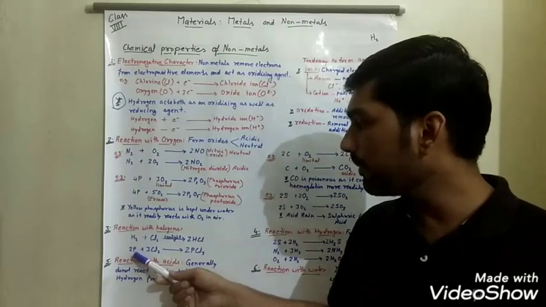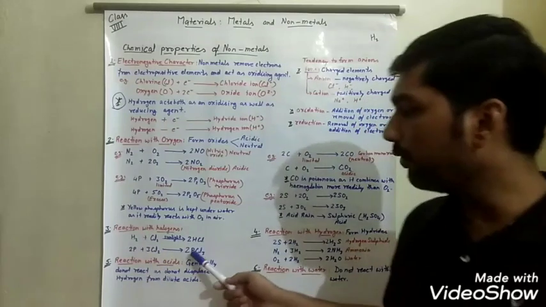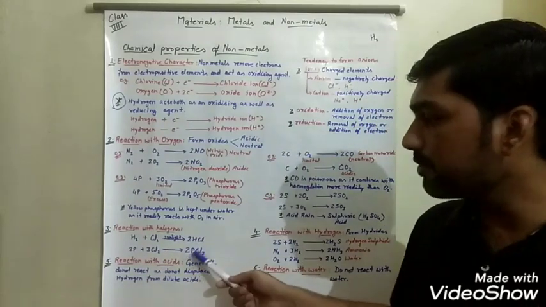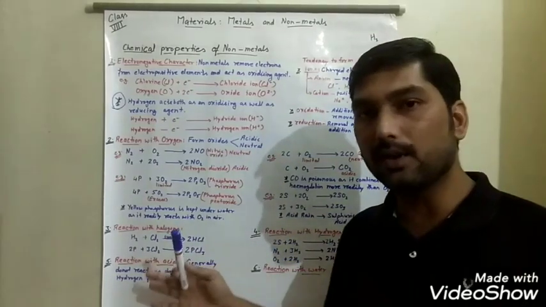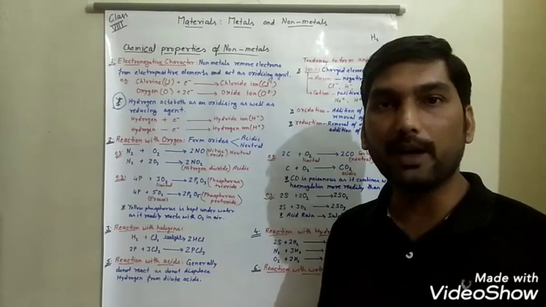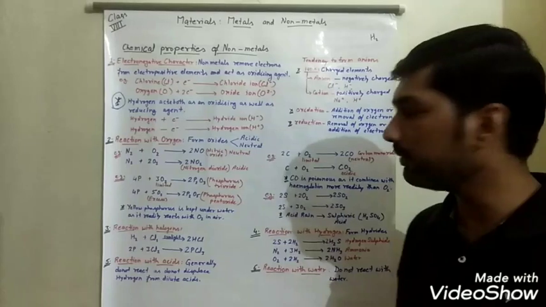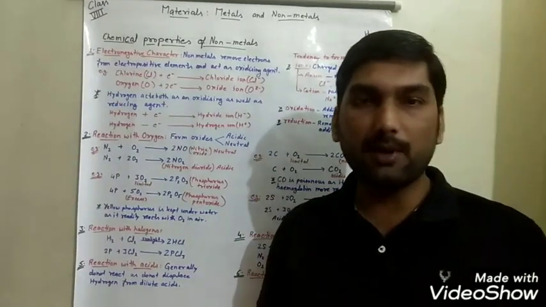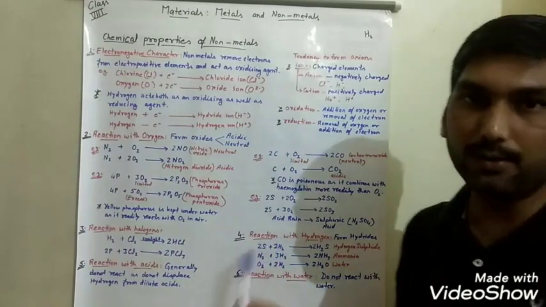And you can see here, when phosphorus reacts with chlorine, they form phosphorus trichloride. So whenever non-metals react with the halogens, they form covalent compounds, covalent bonds, and this is another property of non-metals. So the next chemical property of non-metals is the reaction with hydrogen.